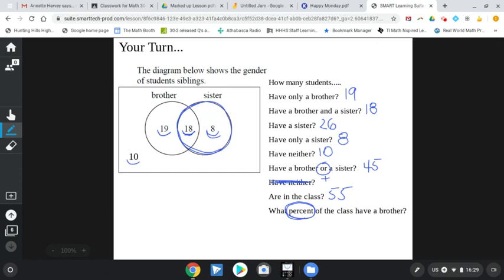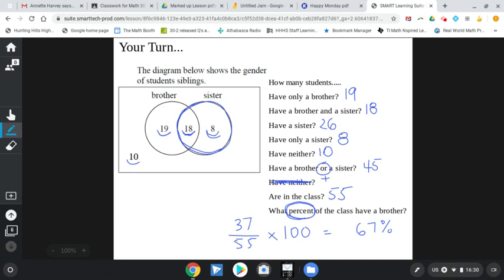So what percent of the class have a brother? So first of all, what I need to do is figure out how many have a brother. So everybody in this circle has a brother. I add up the 19 plus the 18 and I get 37. So 37 out of 55 people have a brother. Divide those numbers, multiply by 100, and we get 67%.